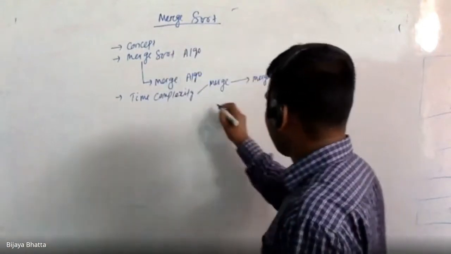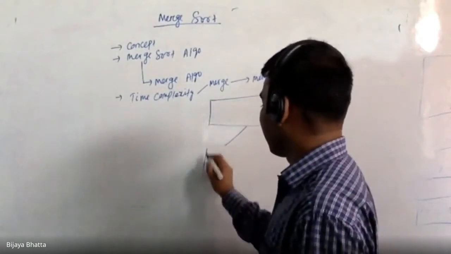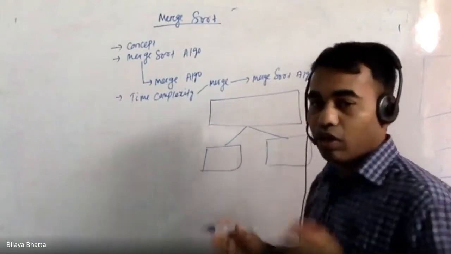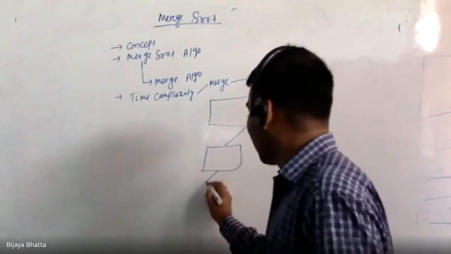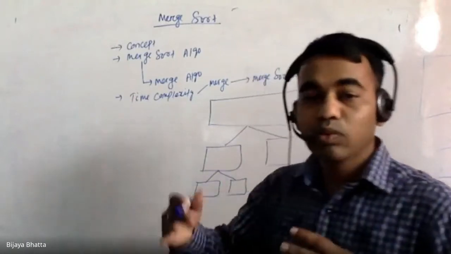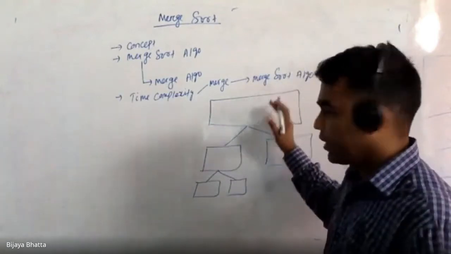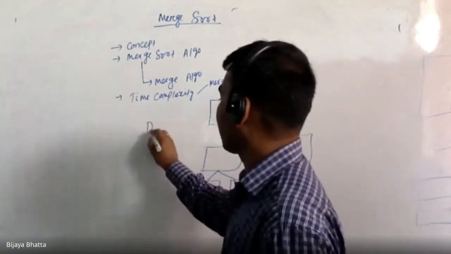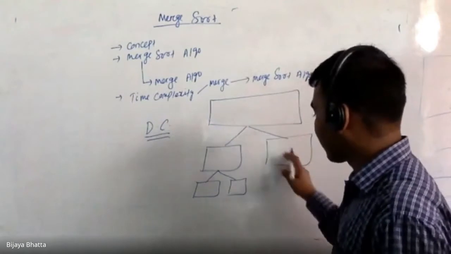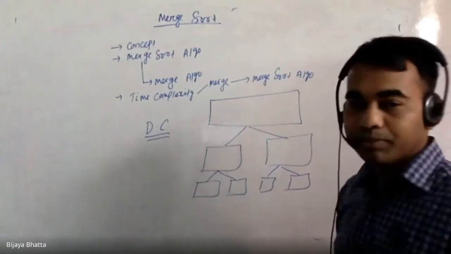Let me go into detail. A big array is given. You divide that big array into smaller problems or small arrays, until you reach a point where you cannot divide any further. So the basic concept is that you apply the divide and conquer principle, where you divide the array into small sub-parts. We'll go with an example, but this is the concept.